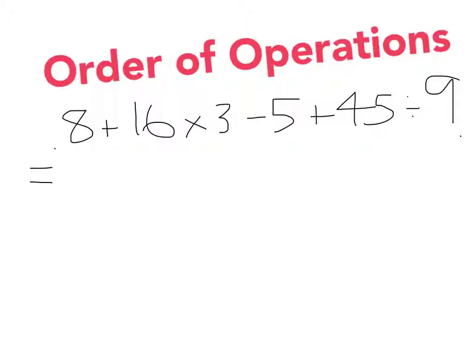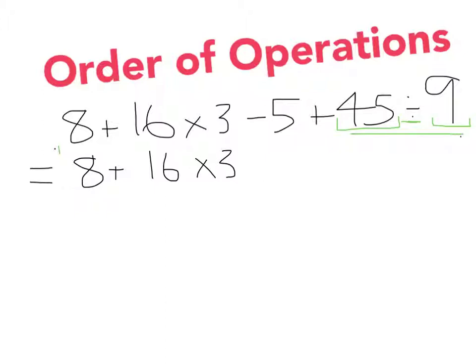Brackets, orders, division. Do we have any division? Okay. Let's start from the left, move our way. Oh, look, here I've got one here. I've got my division sign here. I look to the left of it. I've got positive 45. I look to the right of it. I've got positive 9. So I know that equals 5. So I rewrite the line the same. 8 plus 16 multiplied by 3 minus 5 plus 5. Okay, perfect. That's my division done.